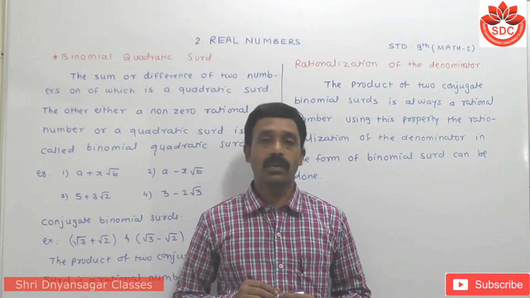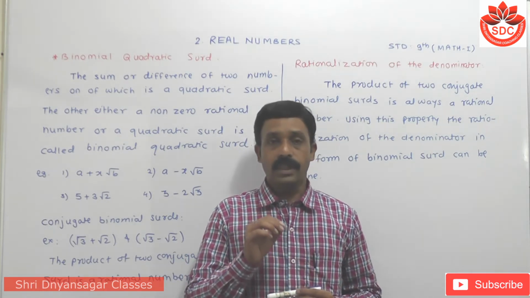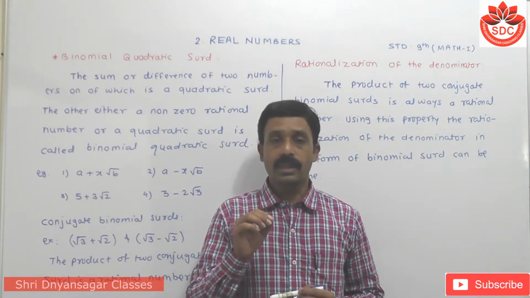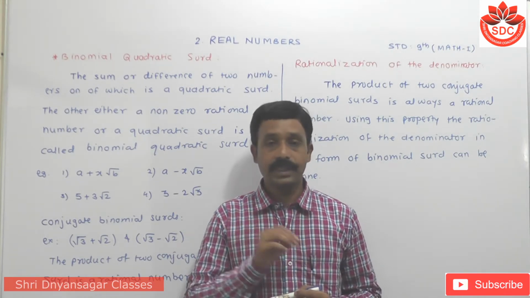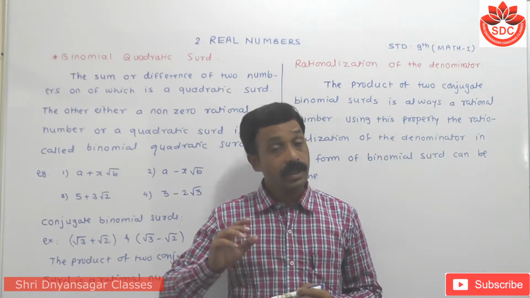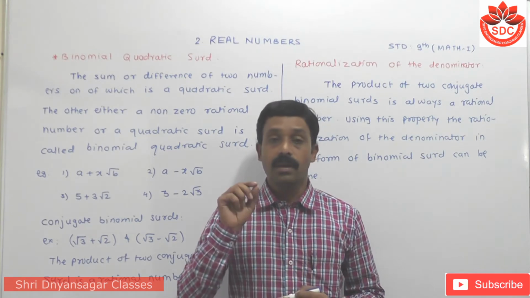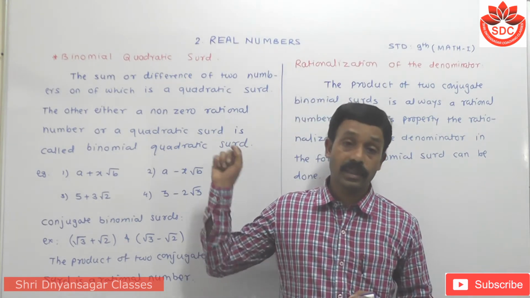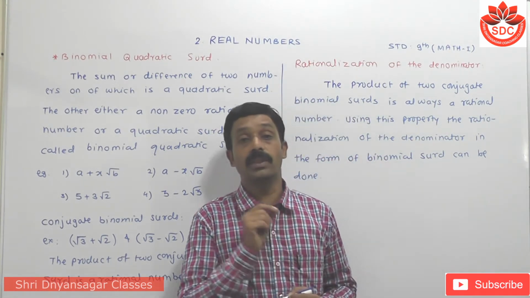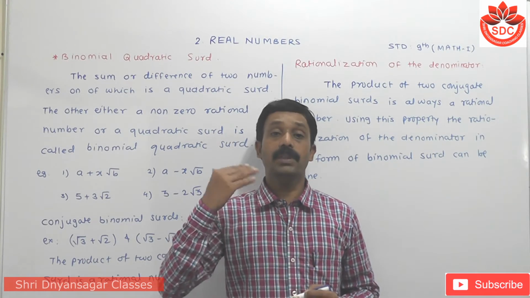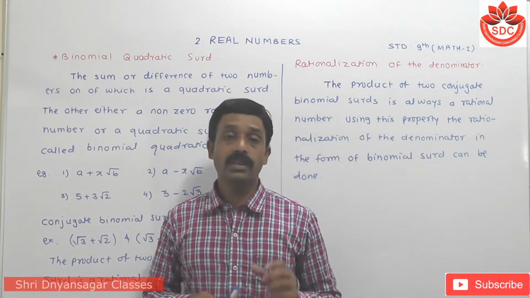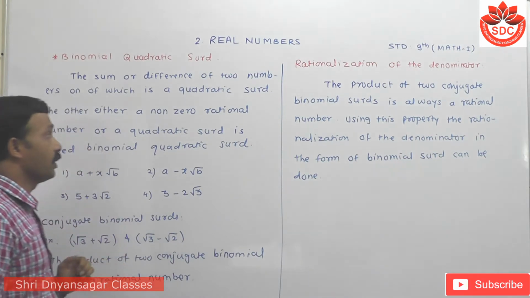Students, today we discuss chapter 2, Real Numbers, of 9th standard mathematics part one. The next topic is binomial quadratic surds and rationalization of the denominator, and the examples based upon this. Now there is one important property also we have to discuss here.